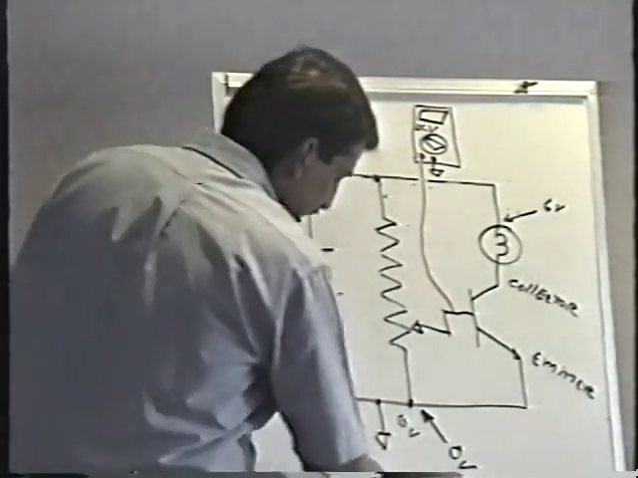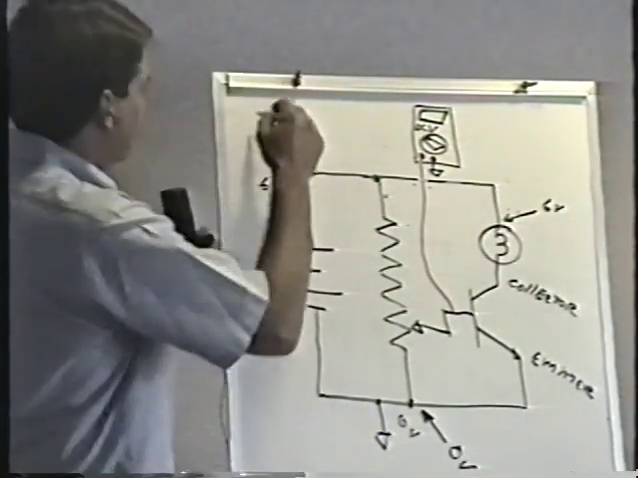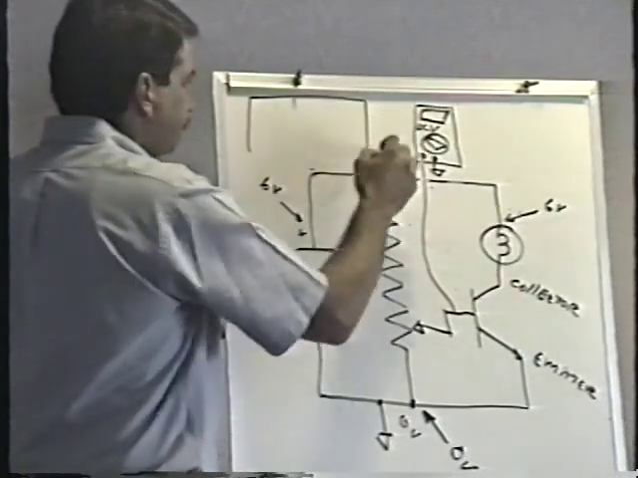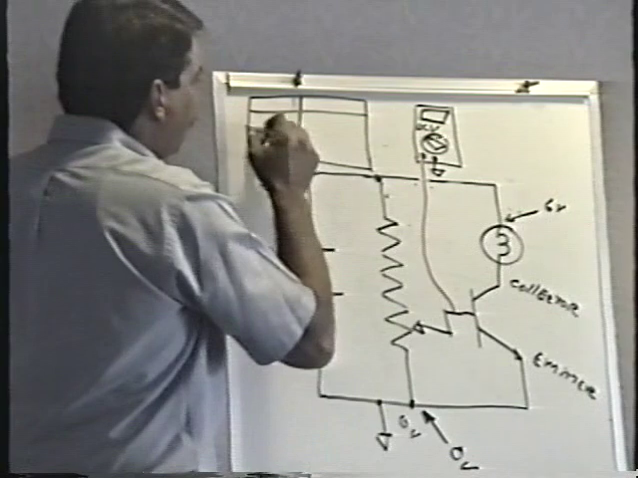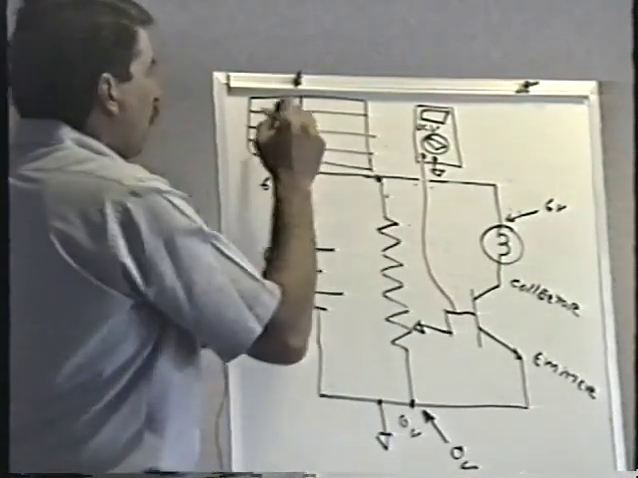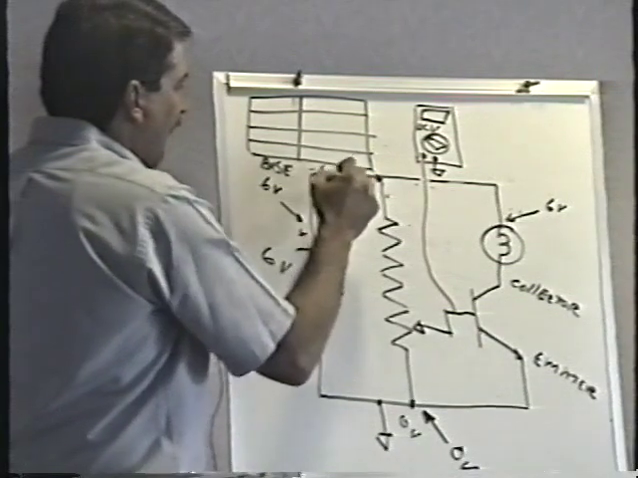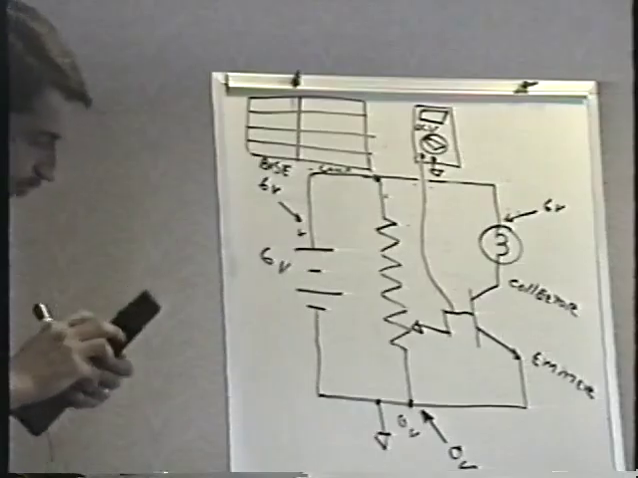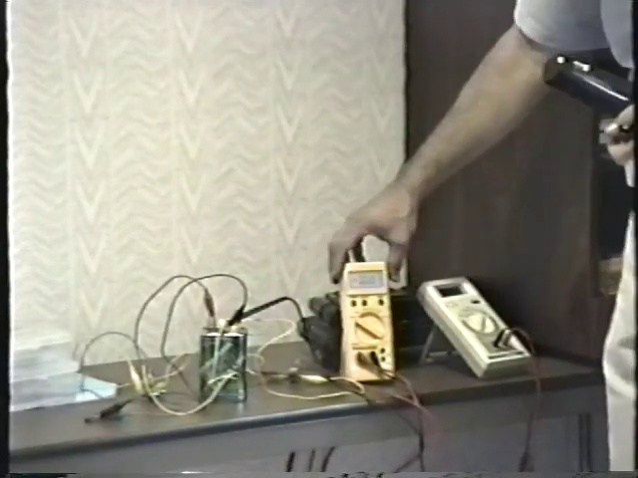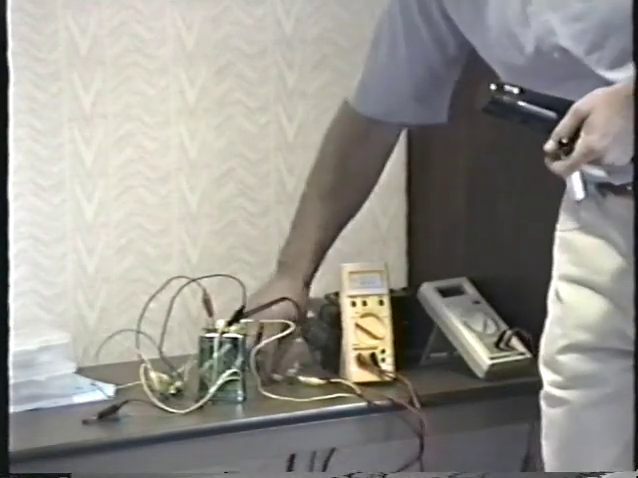Okay, let's see what happens here. I'm going to draw a little chart up here, where people can see it. And we're going to take a look at what the base voltage is doing, and this other side will be what the lamp is doing at the time. Right now, the meter is showing me 0 volts. Here's the lamp.